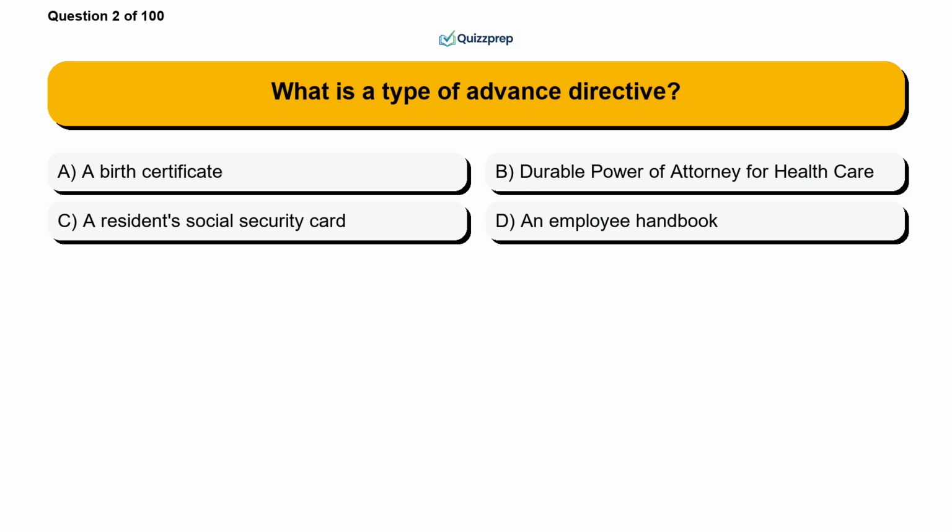Question 2. What is a type of advance directive? Option A, a birth certificate. Option B, durable power of attorney for healthcare. Option C, a resident's social security card. Option D, an employee handbook.